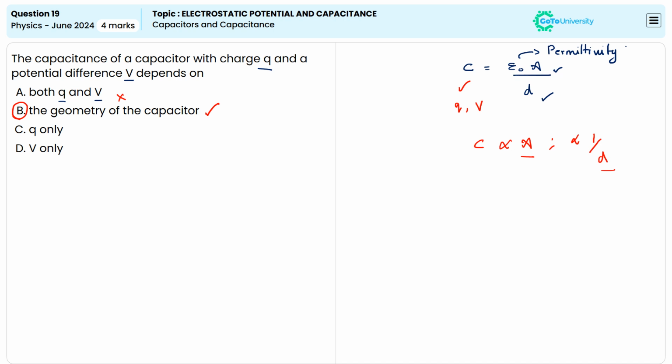Again, options C and D are representing Q and V only. So C and D will be wrong. Option B will be the correct answer for this question.